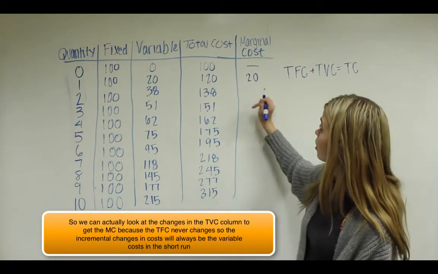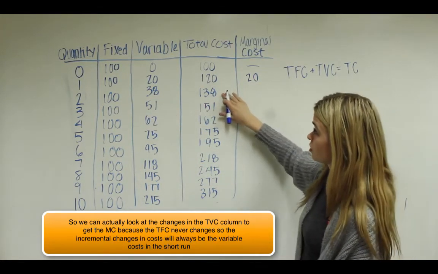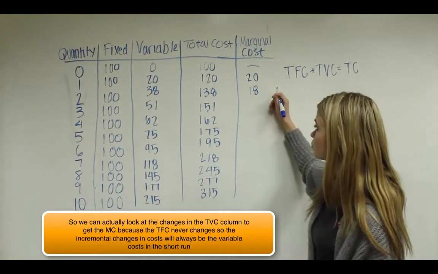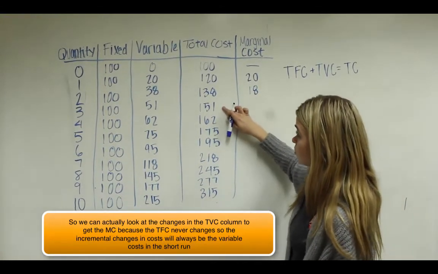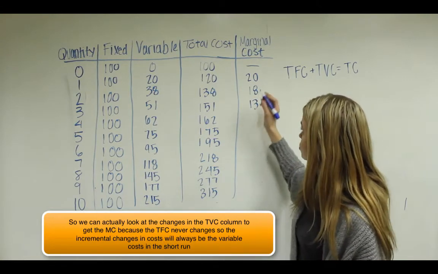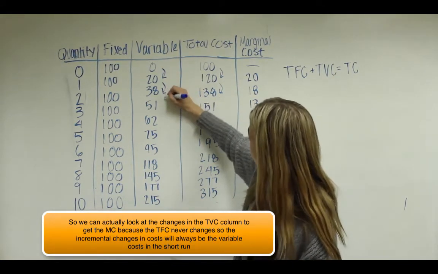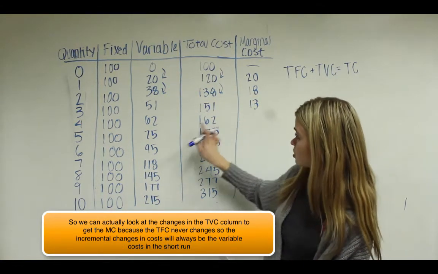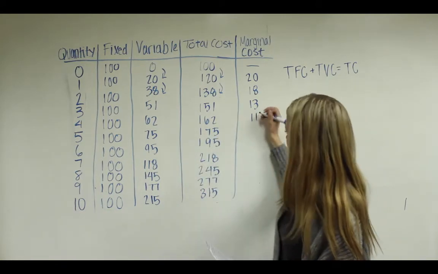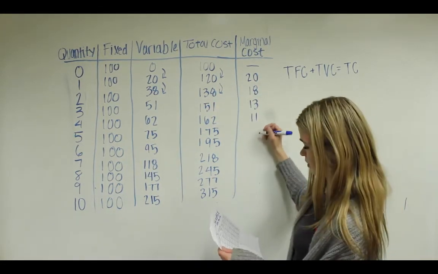So, moving right along, the marginal cost from quantity 1 to quantity 2, from 120 to 138, or 20 to 38, is 18. From 138 to 151, or 38 to 51, we have 13. So we're looking at these differences. So I'm going to do 162 minus 151 to get 11. And you continue that same subtraction method throughout the entire thing. So I'm just going to write down the rest of the values.